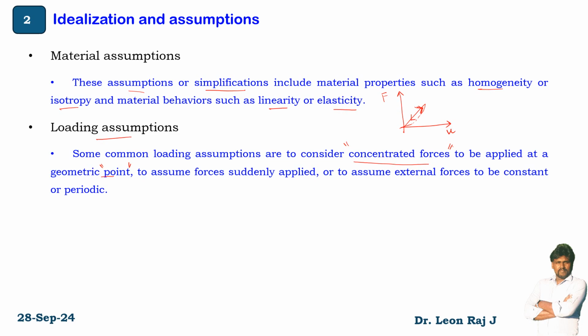Actually, there is a width for the column and enough length for the beam. So it will not act on a point. It acts over a small area. When compared to the length of the beam, the force acting area is relatively small. Hence, we call it a concentrated or point load.